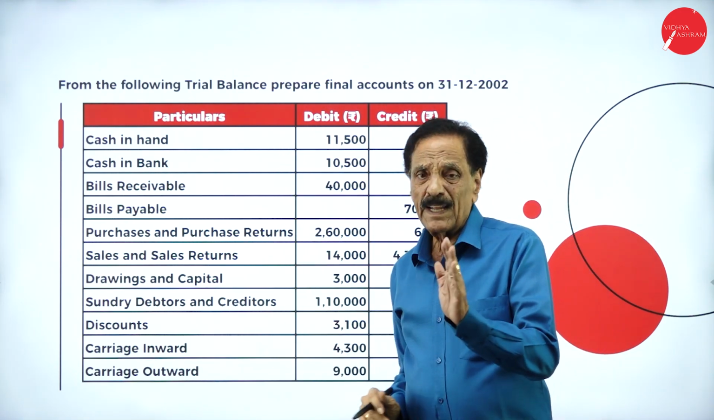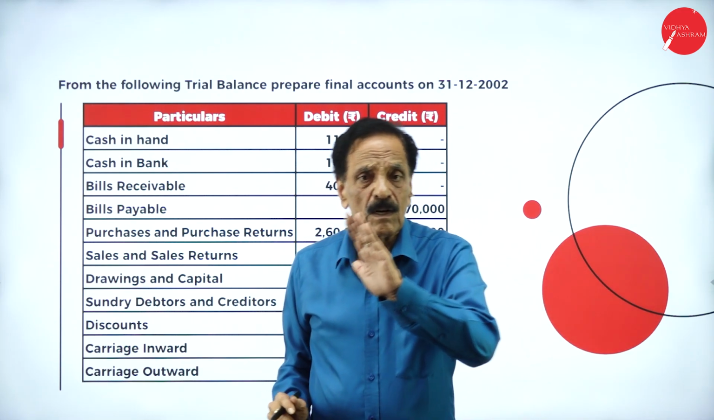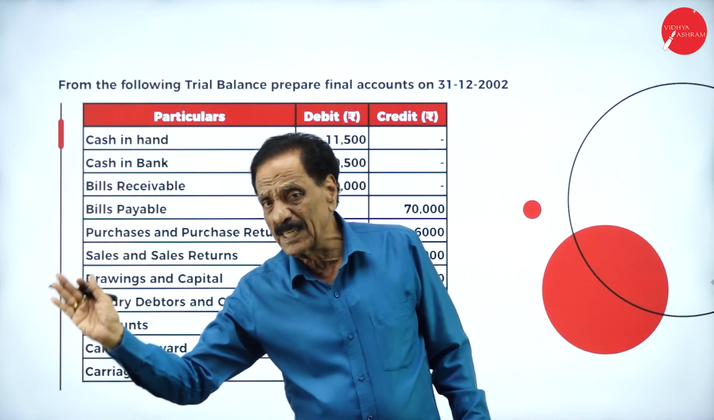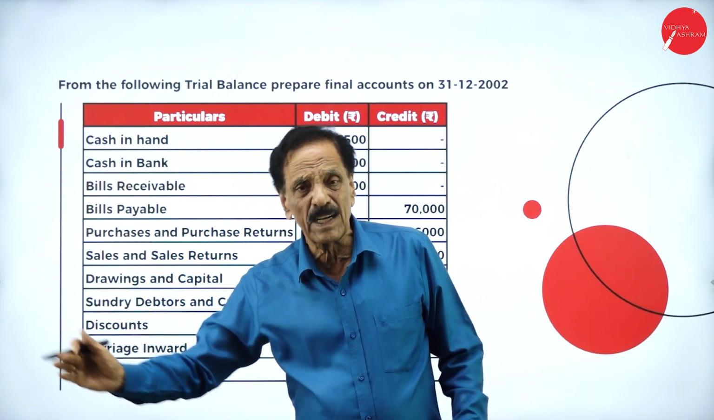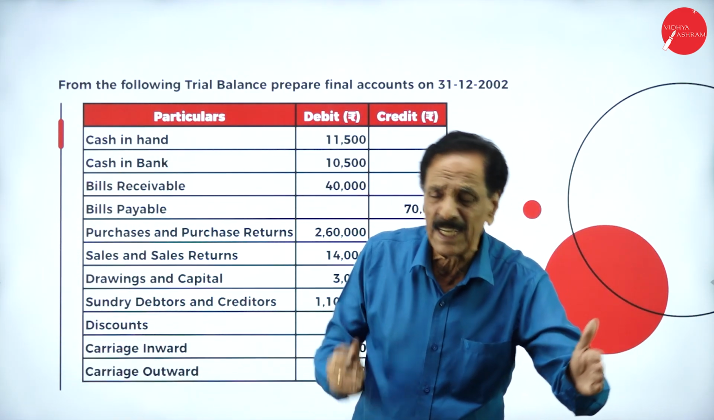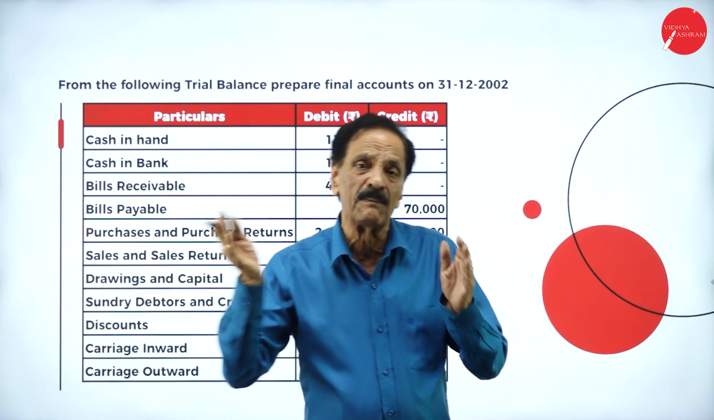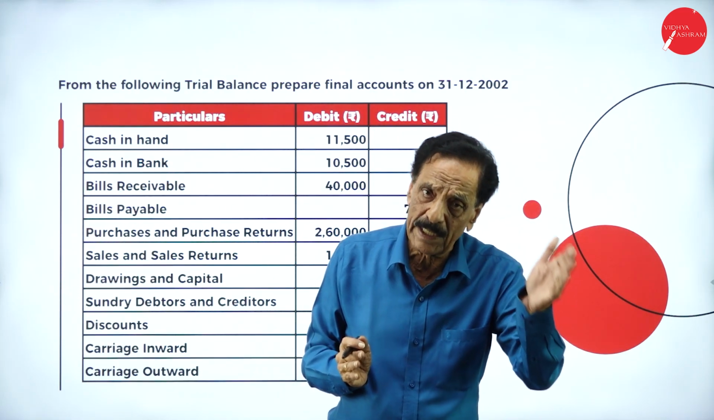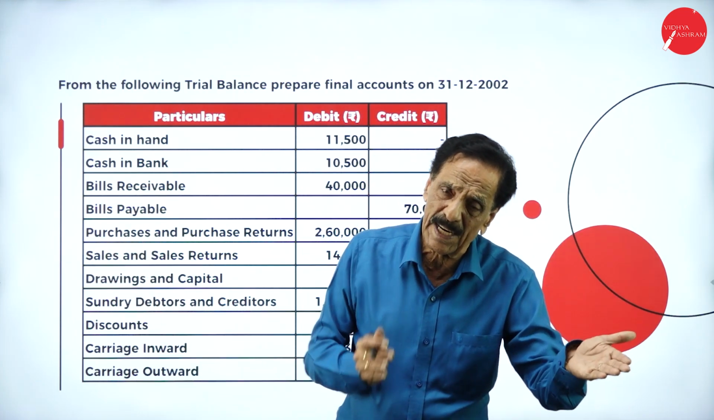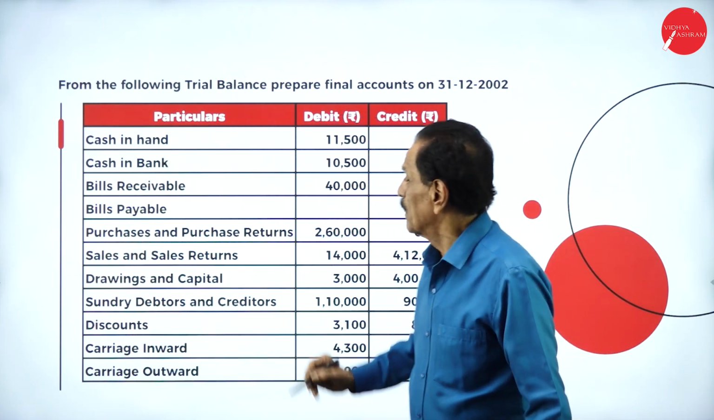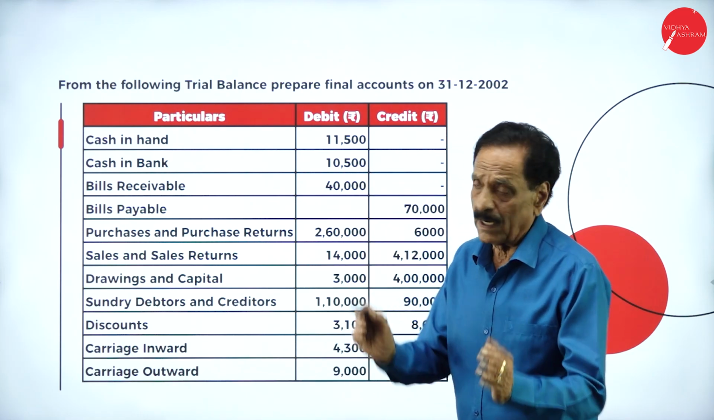So trial balance has got two sides. One is called the debit side and the other is called the credit side. Debit side shows the expenses, credit side shows the income. Debit side shows the assets, credit side shows the liabilities. I will repeat. Debit side shows the expenses, credit side shows the income, debit side shows the assets, credit side shows the liabilities. I will go through which is an asset or a liability.